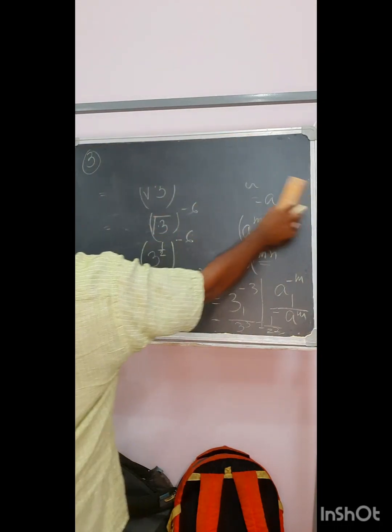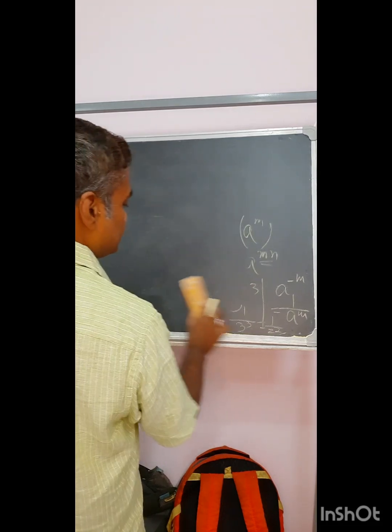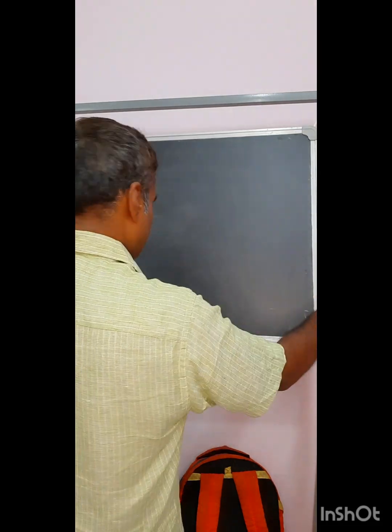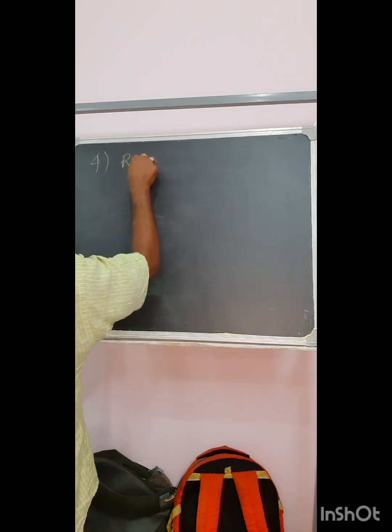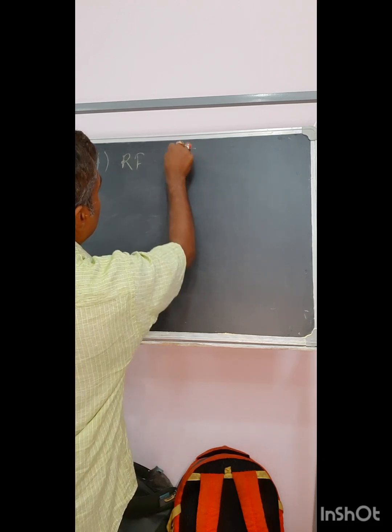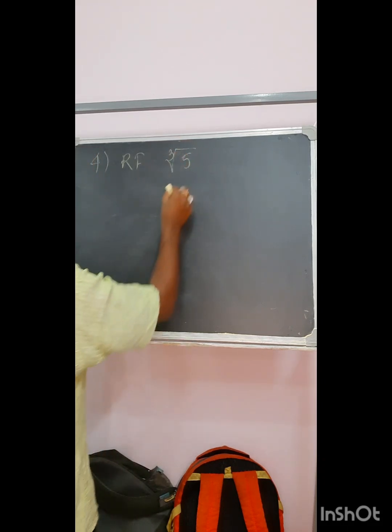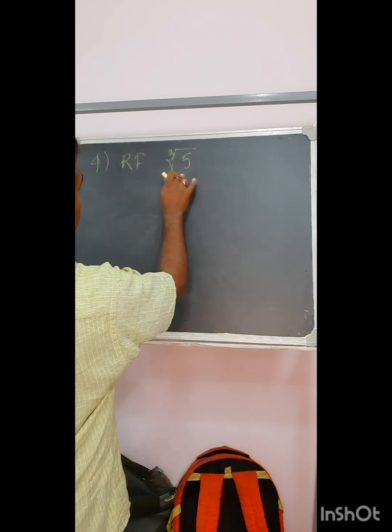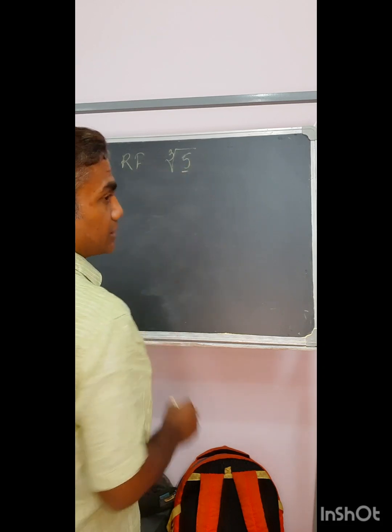Come to the next problem, the fourth one. Find the rationalizing factor. That I have already explained, still I am showing you the rationalizing factor for this one. After rationalizing I will get 5 as the rational number.